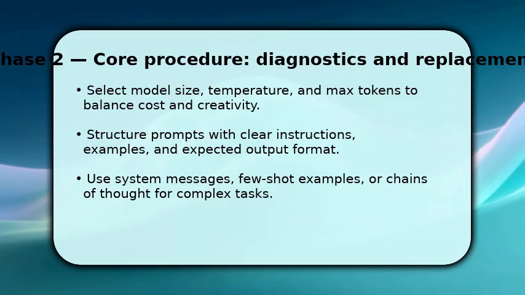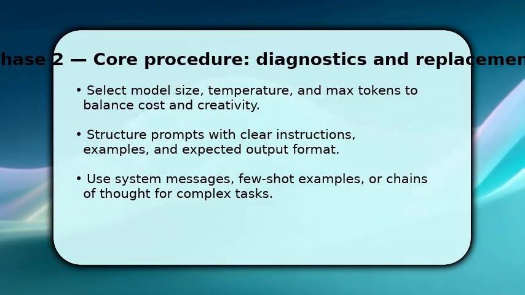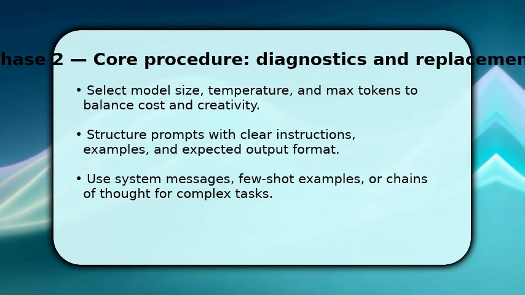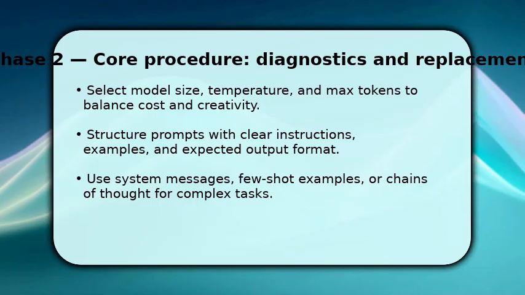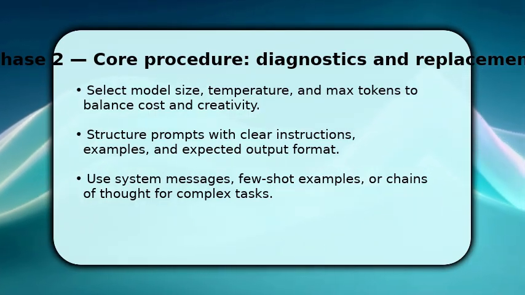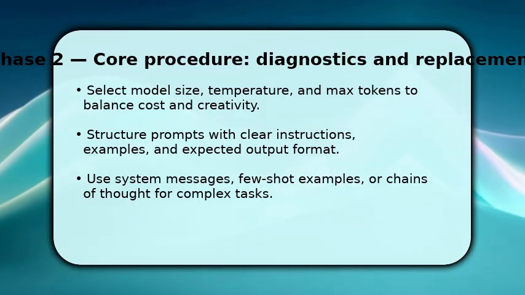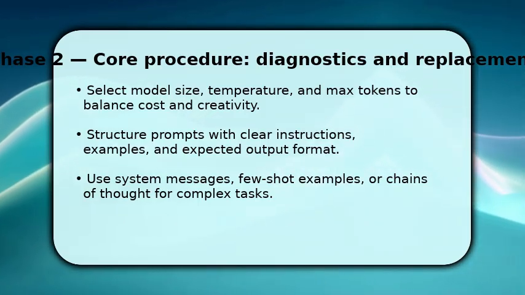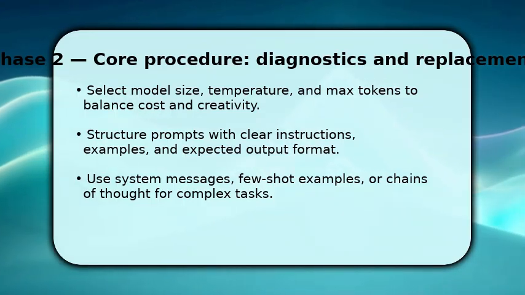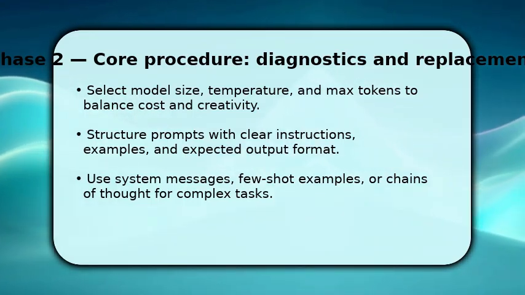Start with a clear instruction, add 1 or 2 examples, and specify format constraints like JSON or bullet lists. This reduces ambiguity. Adjust temperature for creativity, lower for precise answers, higher for brainstorming, and set max tokens to control length and cost. Once you see results, iterate. Refine examples, switch model tiers, or add system-level directives to steer tone and role.